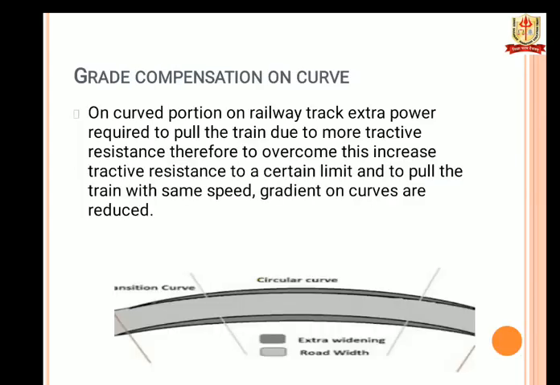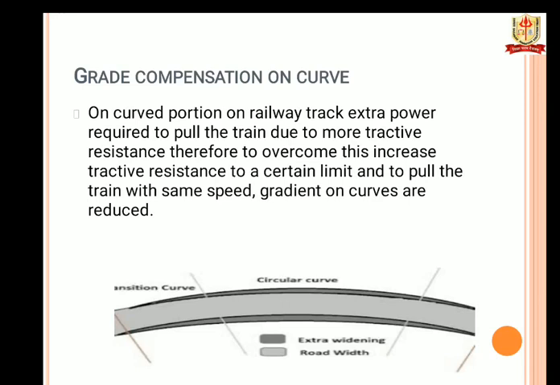Okay. So next is grade compensation on curve. On a curve portion of a railway track, extra power is required to pull the train due to more tractive resistance. Therefore, to overcome this increased tractive resistance and pull the train at the same speed, gradients on the curve are reduced. So here you can see in this image. This reduction in the gradient on the curve portion of a railway track is known as grade compensation.